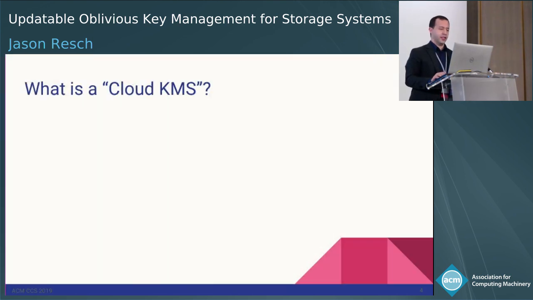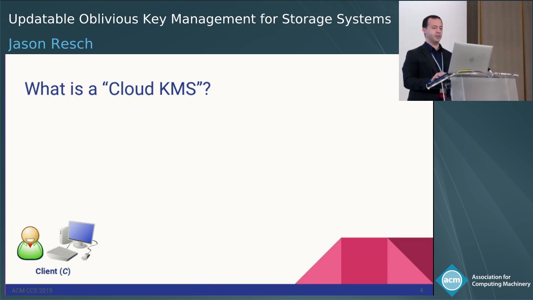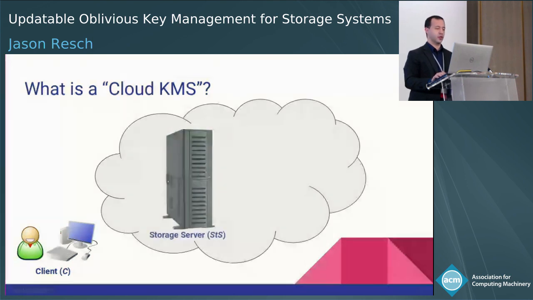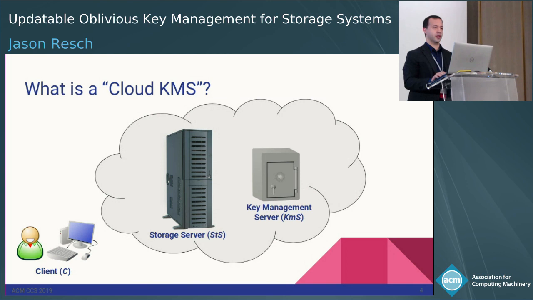First, we'll define all the components. There's the client, designated by C. This is who wants to have their keys managed. Next, there's this big amorphous cloud. It may contain any number of services, but for our purposes, we're only concerned with two of them: the storage server and the key management server, or KMS.